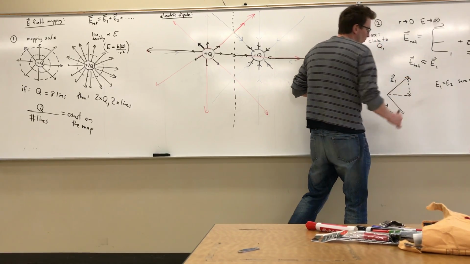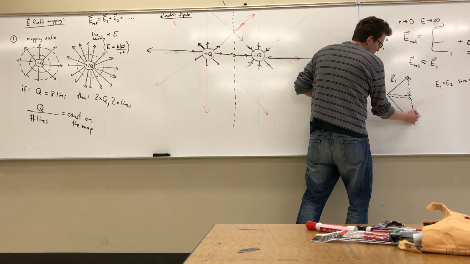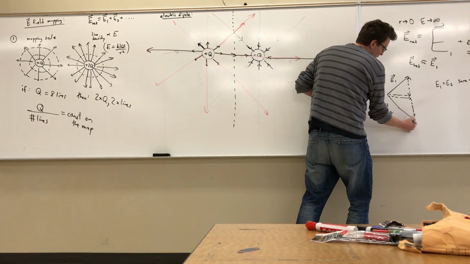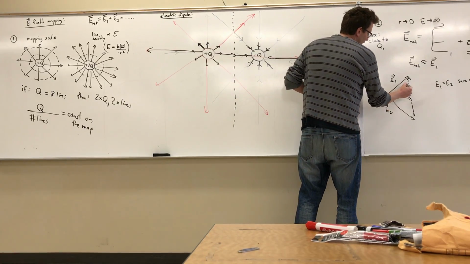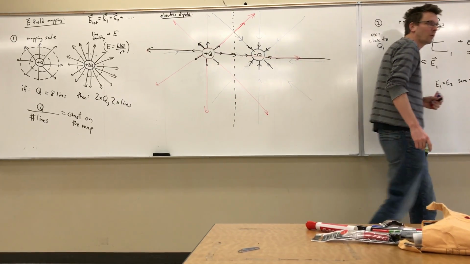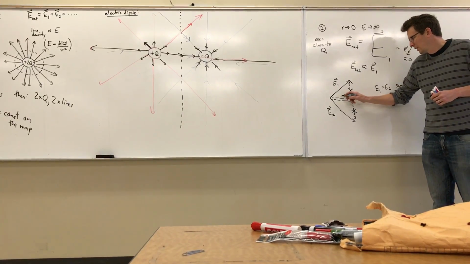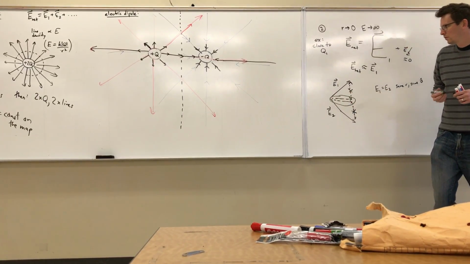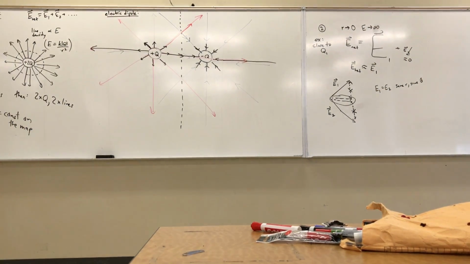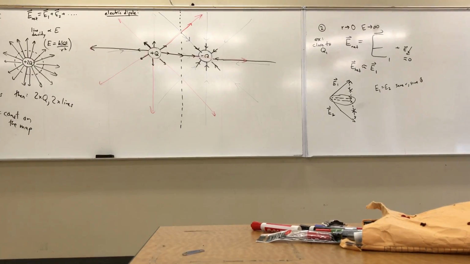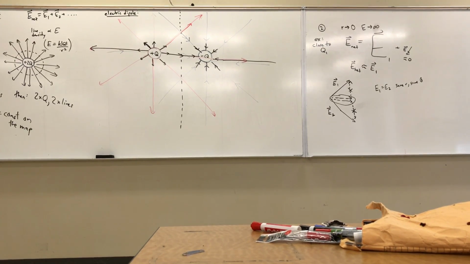E1 has a rightward and upward component. E2 has a rightward and downward component, which apparently I didn't draw this very well. And what happens is that the y contributions cancel, or I guess I haven't said a y-axis, but the vertical contributions cancel, and these reinforce. So what remains is a horizontal net electric field.